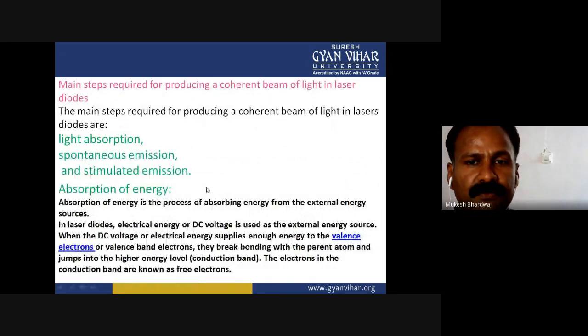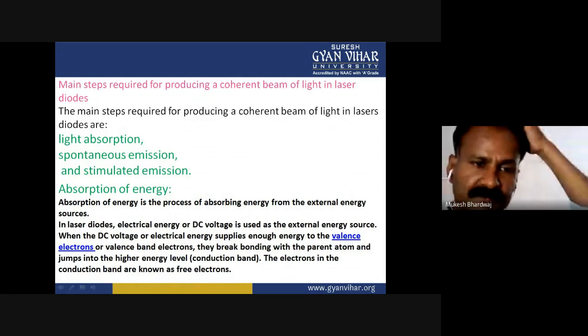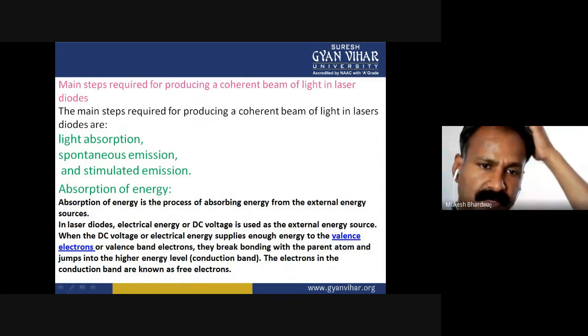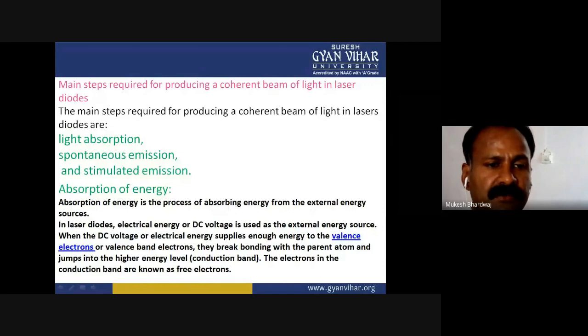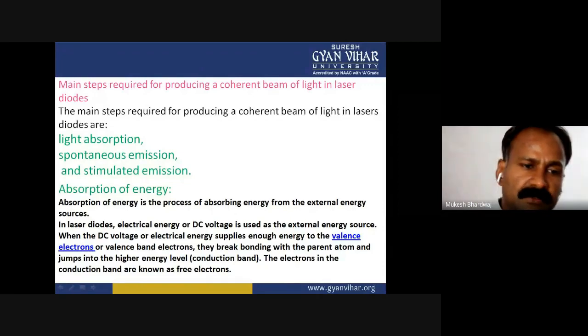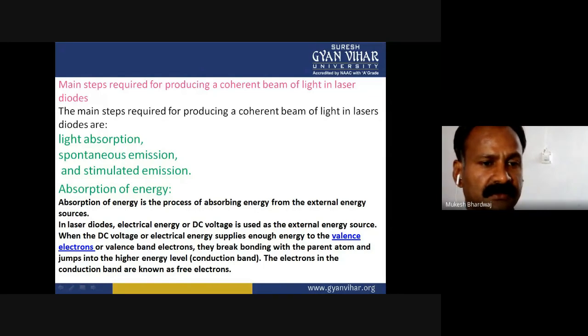Main steps required for producing a coherent beam of light in a laser diode. The main steps required for producing a coherent beam of light in laser diodes are these. Basically, this is the working principle or working cycle of a laser: light absorption, then spontaneous emission and stimulated emission.